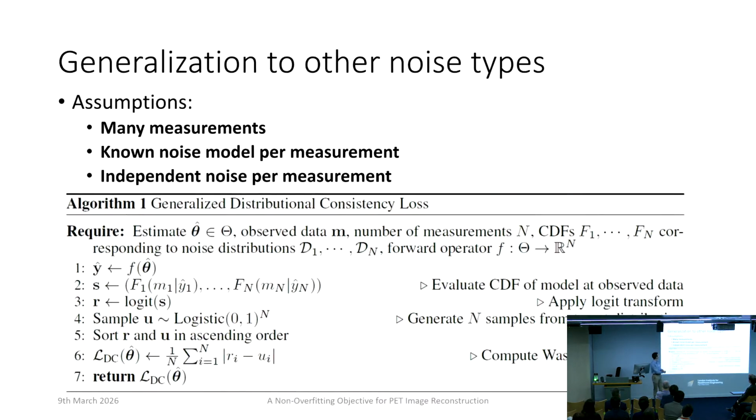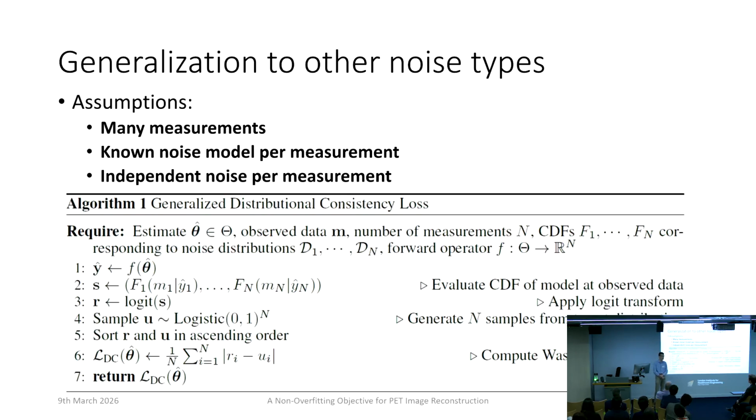We can also generalize this construction to other inverse problem setups. The assumptions we need are that we have many measurements, enough that the central limit theorem can apply, and then we have a known noise model per measurement, and independent noise per measurement. And then we just do the same thing as before. We calculate these percentile values and do the Wasserstein 1 distance.